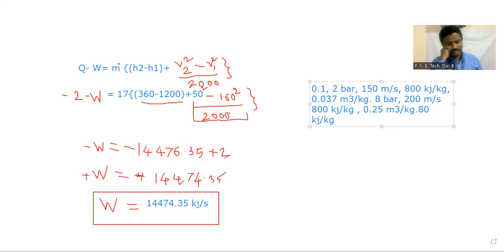Now here, will Q be positive or negative? Heat is given externally to the fluid, so is it plus or minus? Plus. Q will be equal to 80 kilojoule per kg. Whenever it is given in kilojoule per kg, it means it is small q. Small q is equal to 80 kilojoule per kg.